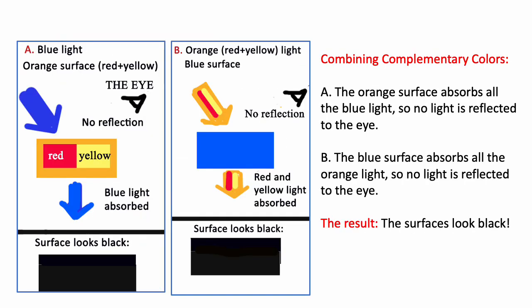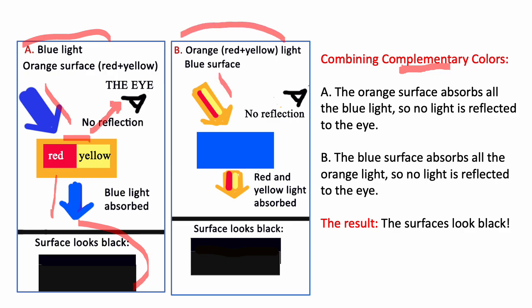So far, we've looked at analogous colors between the light and the surface. But what happens when the light color is complementary to the color of the surface? If you shine a blue light onto an orange surface, the surface absorbs all the blue light. Since it doesn't receive any other type of light, it has nothing to reflect to the eye, so the surface looks black.